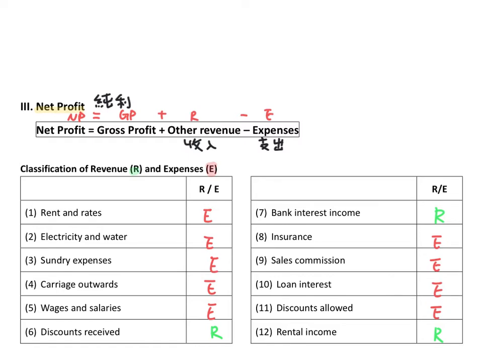And just to remind you, for the revenue, that means we receive the money, okay? That means you will say it's a plus. However, for the expenses, it should be minus. That means we paid out the money to others. For example, the rent, electricity and water, sundry expense, carriage hours. So I might just remind you, for the carriage hours, it should be C415. It's delivery expenses, okay?